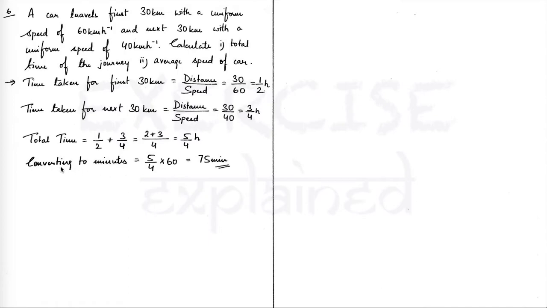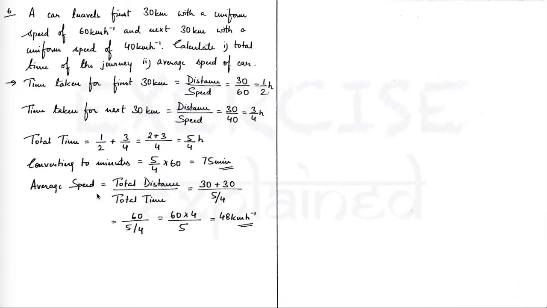We can convert that to minutes. So for converting hours to minutes, we need to multiply by 60. So I multiply 5 by 4 into 60 because 1 hour is 60 minutes. So 5 by 4 hours will be 5 by 4 into 60. That gives me 75 minutes.